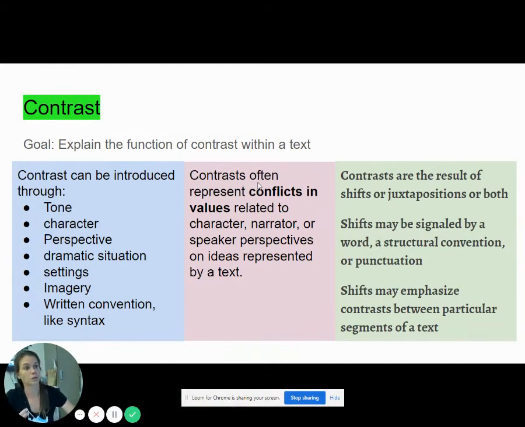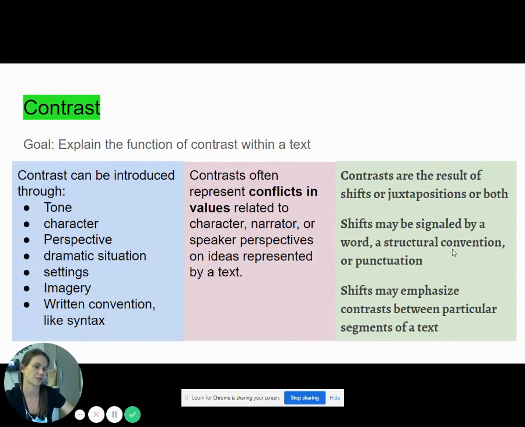Often contrasts will represent conflicts in values, and that's one of the bigger things that we're trying to see as a result of identifying contrast. That could be a conflict in value related to character, narrator, speaker perspectives, or other ideas represented by the text. And a few other important things to know: contrasts are the result of some kind of shift or perhaps juxtaposition or both, but those things have to take place in some way for you to see a contrast. They might be signaled by a specific word, like for example, a conjunction like "but," that would introduce some kind of contrasting idea coming.